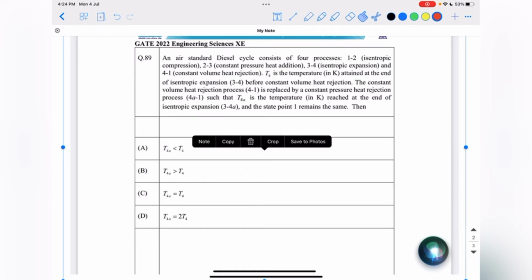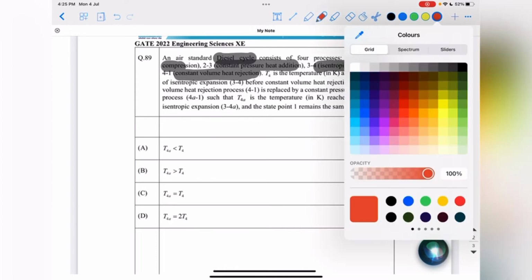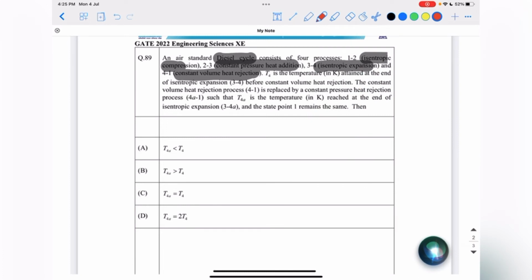The constant volume heat rejection process is replaced by a constant pressure heat rejection process such that T4A is the temperature reached at the end of the isentropic expansion 3 to 4A, and the state point 1 remains the same. So we have been given in this question a diesel cycle consisting of 4 processes: isentropic compression, constant pressure heat addition, isentropic expansion and constant volume heat rejection. So let us draw this cycle first on a TS diagram to understand the concept of this question.